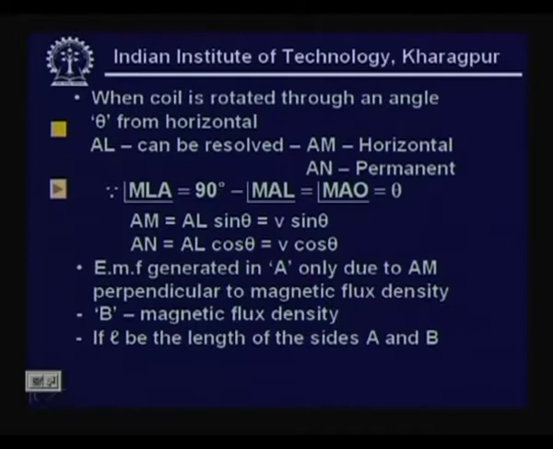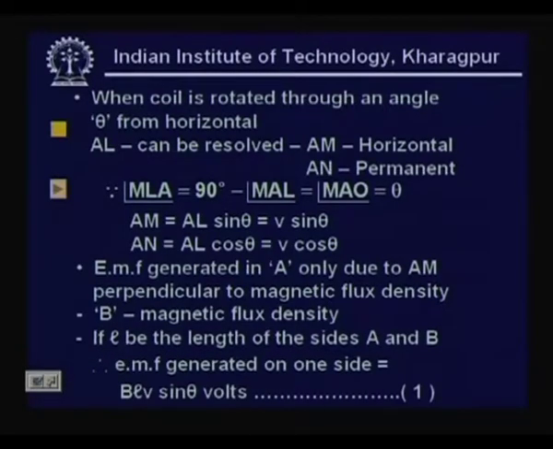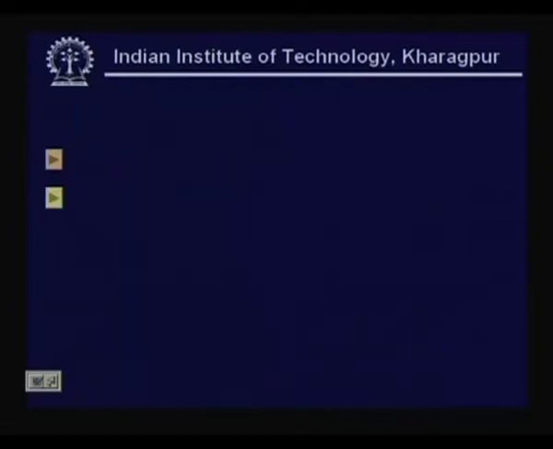Now, if B is the magnetic flux density and L is the length of sides A and B, then the EMF generated on one side would be BLV sin theta. V sin theta is the velocity component, L is the length of the conductor involved, and B is the magnetic flux density. This is the voltage generated due to the flux cut by one side of the coil. Remember that the coil has two sides, therefore the total EMF generated is 2BLV sin theta.